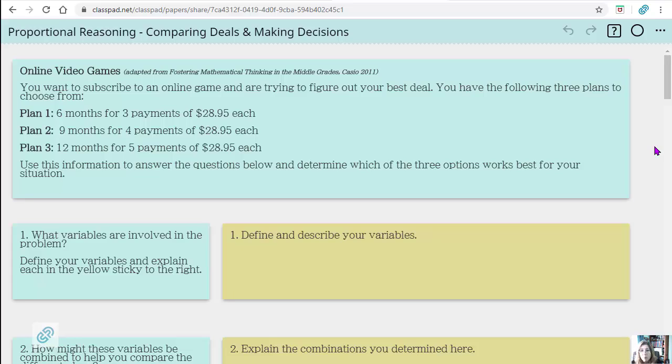And so it's a simple problem on the front of it. It's basically 3 different plans for buying an online game subscription. And you have 3 different options of how you could pay for it. And you're trying to figure out the best deal. And on the surface, if students just looked at this and said, well, they're all paying the same amount, but then you really got to dive in and say, well, this one's over 6 months. You're going to do 3 payments. So it's really 3 times this amount. This is 4 times that amount, and this is 5 times that amount.